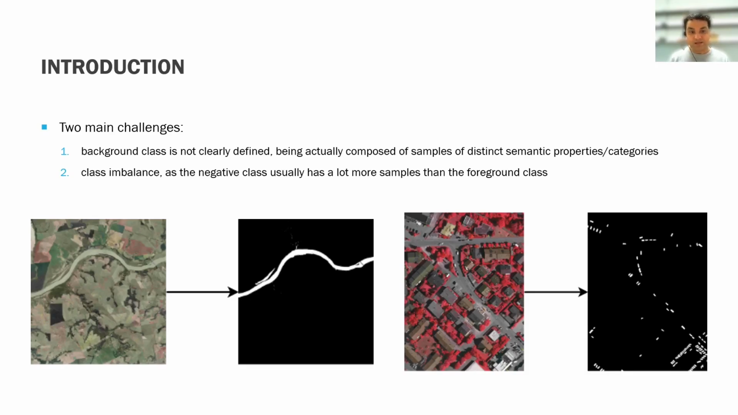And the second one is the class imbalance. Because the negative class is composed of several samples, it usually has way more samples than the foreground class, and we can clearly see this here. As we can see, we have way more negative samples than positive samples.